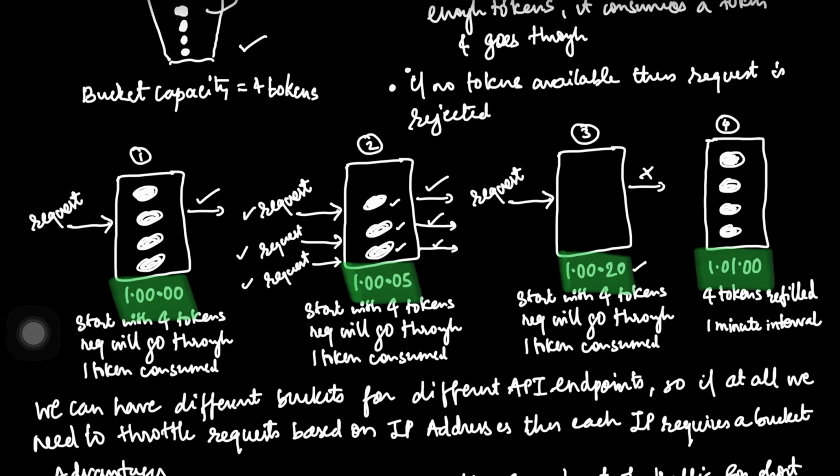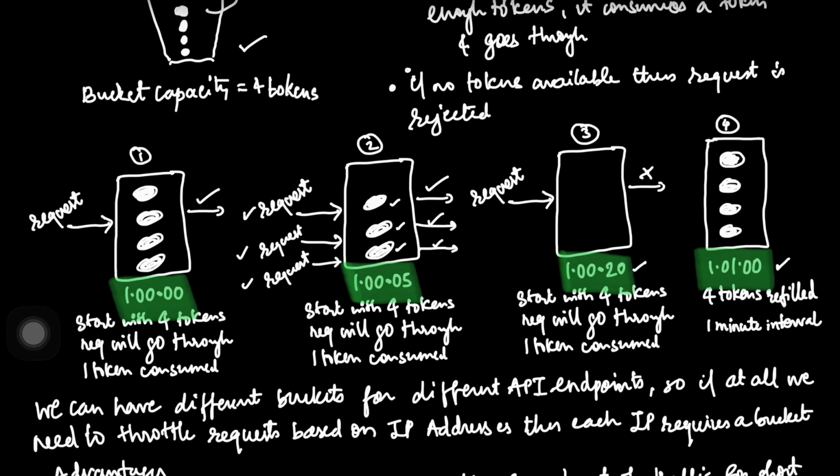Again, at step 4, where we have completed 1 minute, it's time for the refiller to fill 4 tokens into our bucket. So now at this minute, if any request comes, we will be able to serve it. This is how the cycle continues, and requests get rejected or accepted based on the algorithm we have just defined.